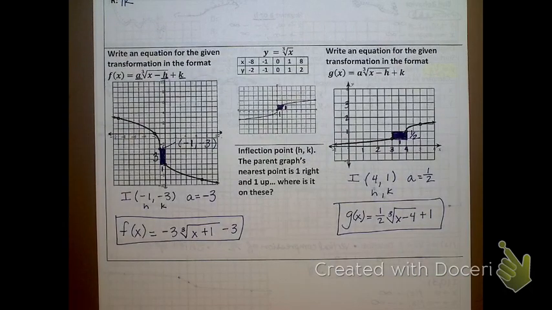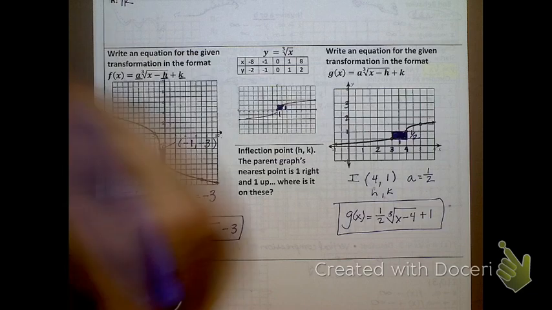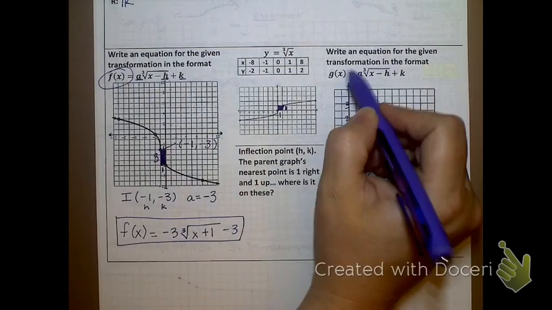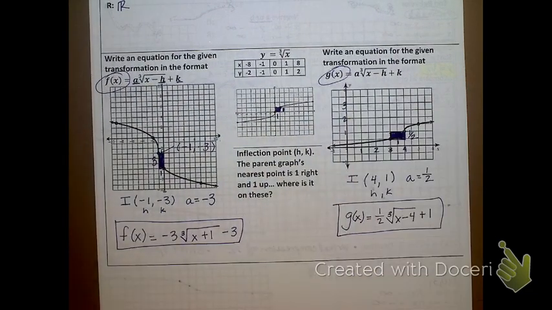Okay? Yes? Why was the equation on the other column f of x and this one's g of x? Don't know. This one they just said write it in f of x. This one they said write g of x, so I was just following what they gave me. Okay? Any other questions? All right.